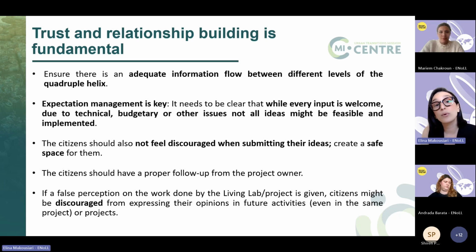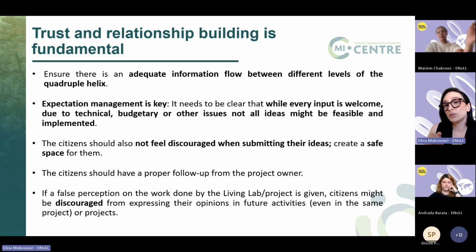Also, citizens should have proper follow-up from the project owner, right? They need to know after an activity what is actually going to happen next, how and in what terms their feedback will be incorporated into the project. And also, there is the risk of a false perception of what you are doing. If you give a false impression with big words, a big vision, suggesting that it's going to be implemented, but in the end it's not going to happen, then this might discourage them from getting on board in the next activity or the next project where you would need them.